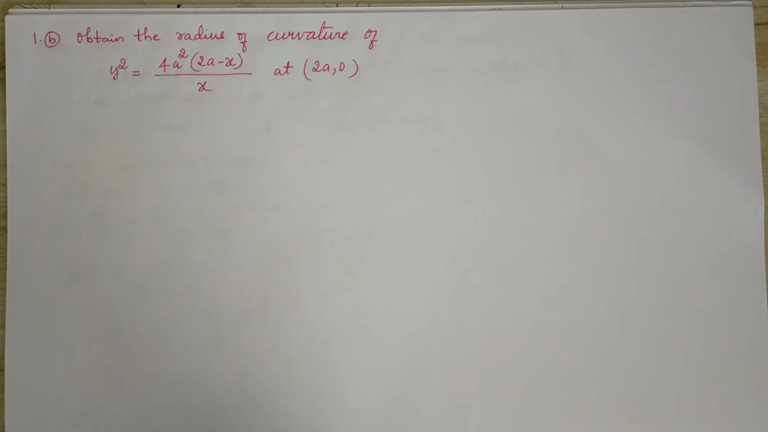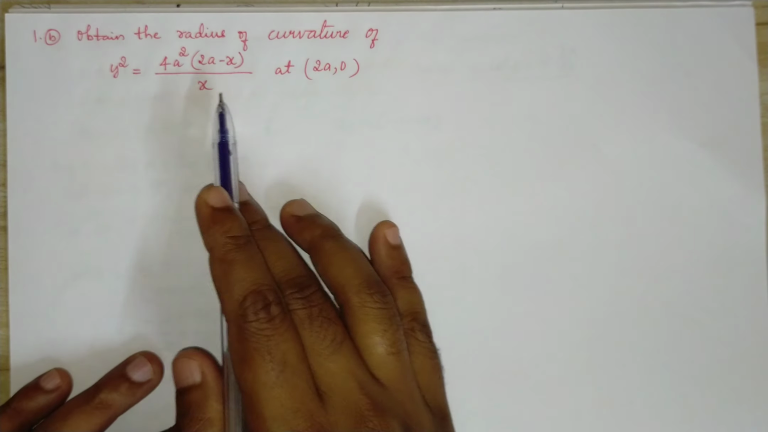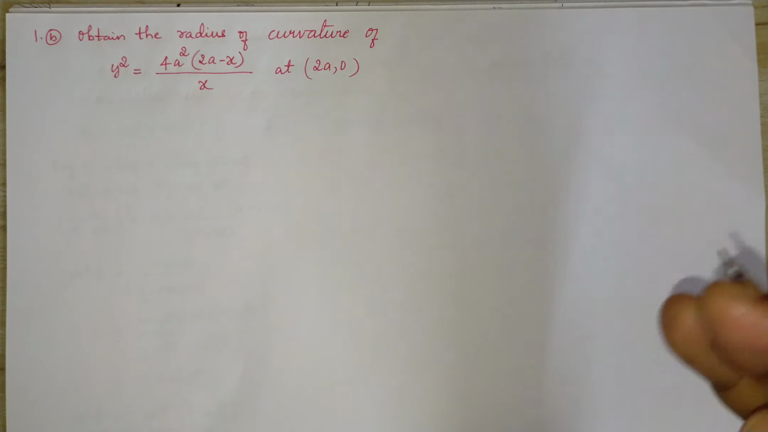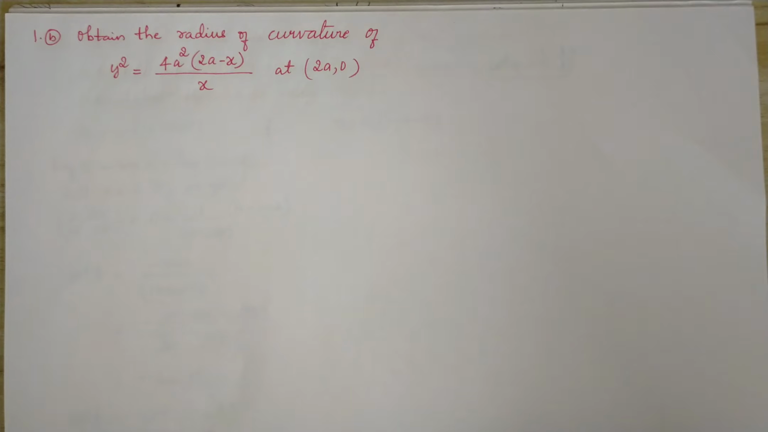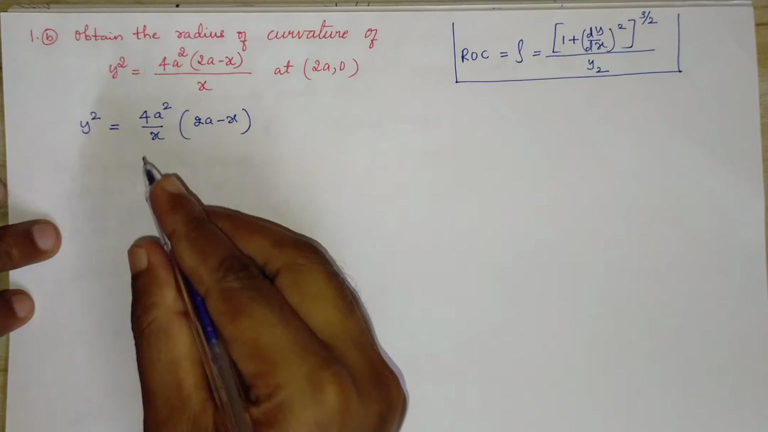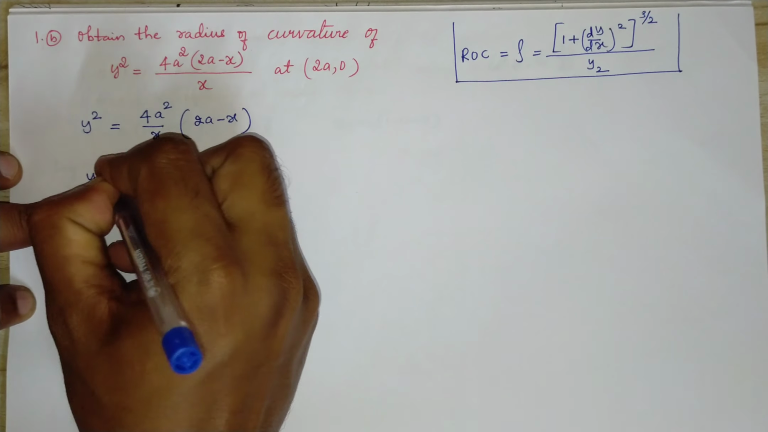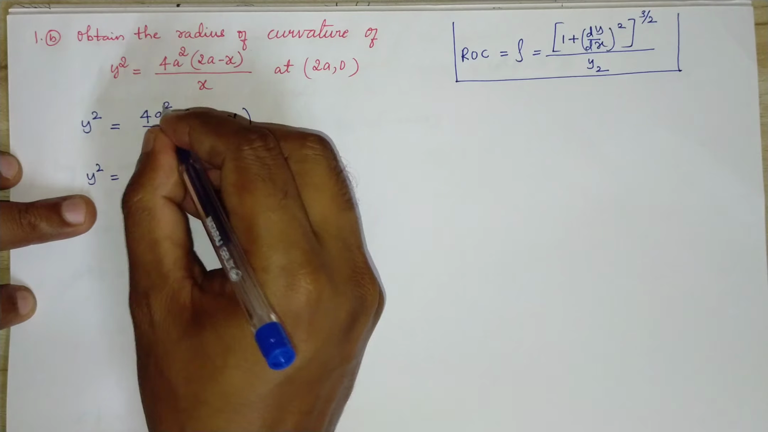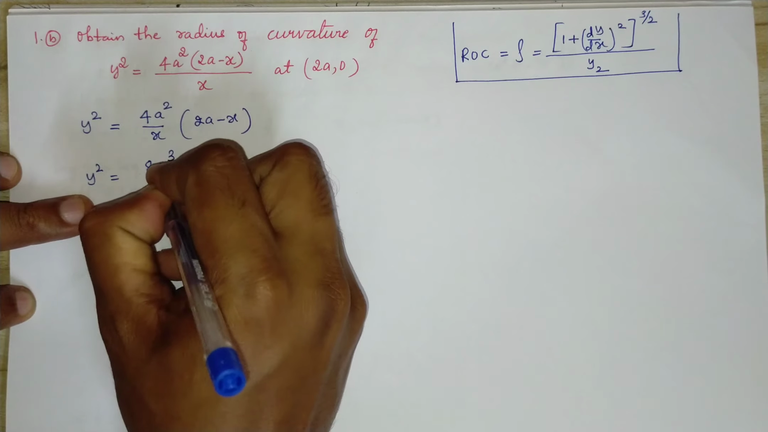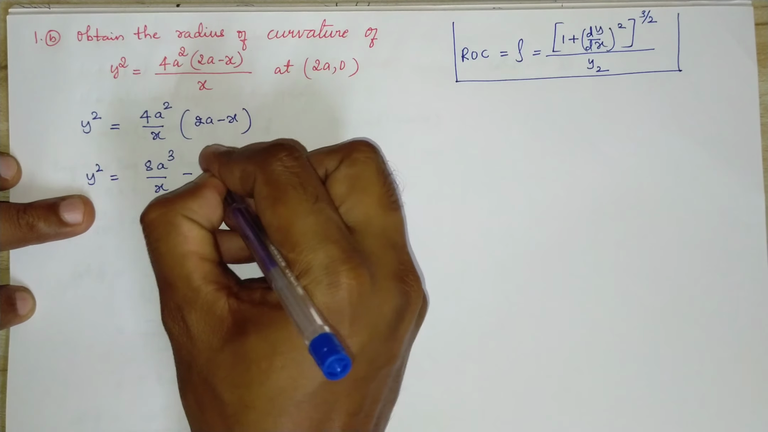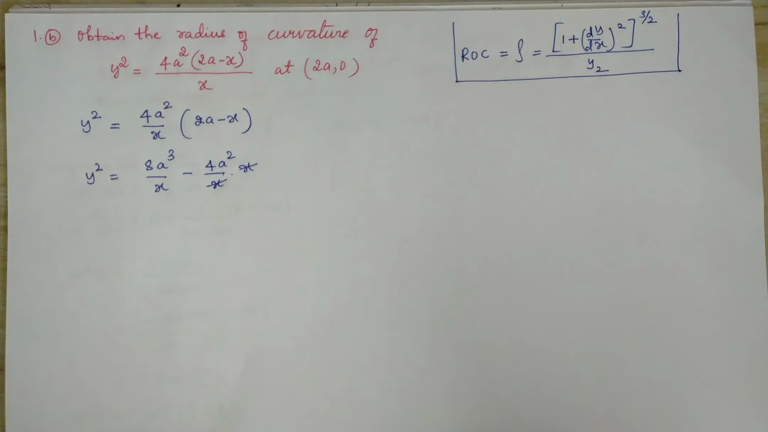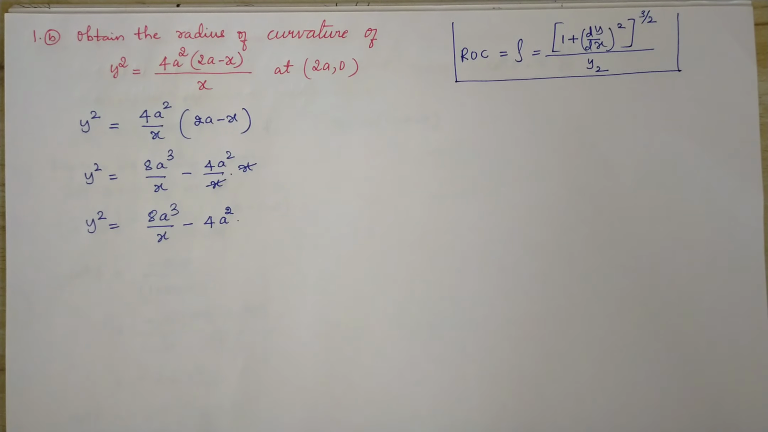Obtain the radius of curvature for the curve at 2a comma 0. Let us consider the given curve, and we know the formula for the radius of curvature. Now let us multiply this. So y square equals, let us multiply 4a square by x to 2a. It is 8a cube by x minus 4a square by x into x. So I can cancel one x here. Now differentiate with respect to x.